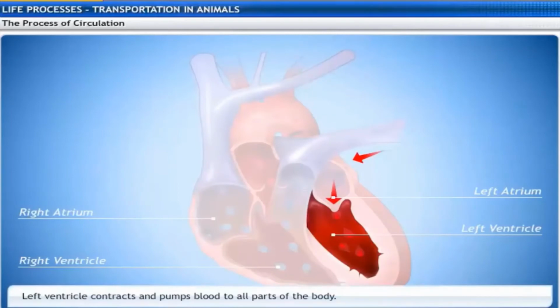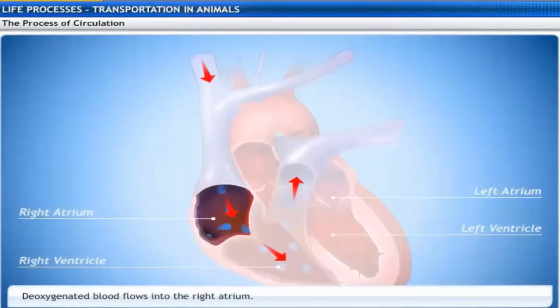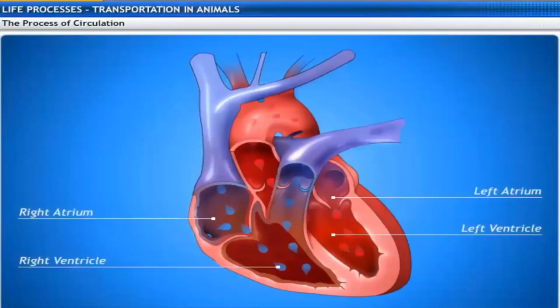Now the muscular left ventricle contracts in order to pump blood to all parts of the body. Deoxygenated blood from different parts of the body flows into the right atrium of the heart once again. This is how the heart helps in the circulation of blood.